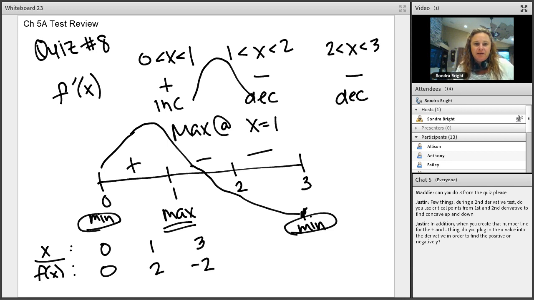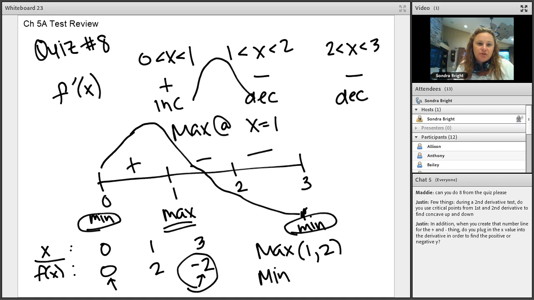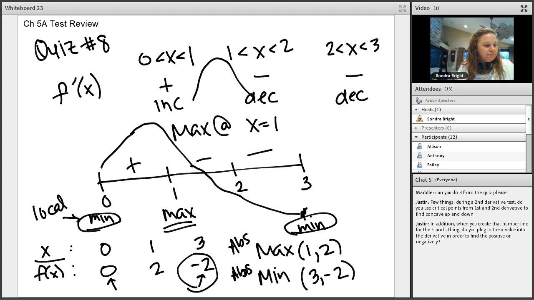And so your maximum, you only had the one max, right? So the max happened when x was 1 and y was 2, but the minimum, which one's smaller? Is 0 or negative 2 smaller? The smaller y is definitely negative 2, and so these are absolutes. Absolute minimum is going to happen at 3, negative 2. So this guy is a local minimum, but it's not the absolute minimum. All right, so that was that.